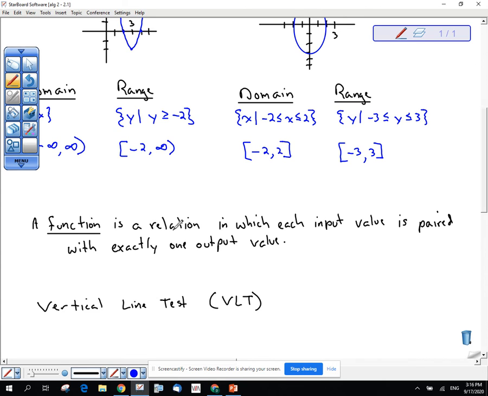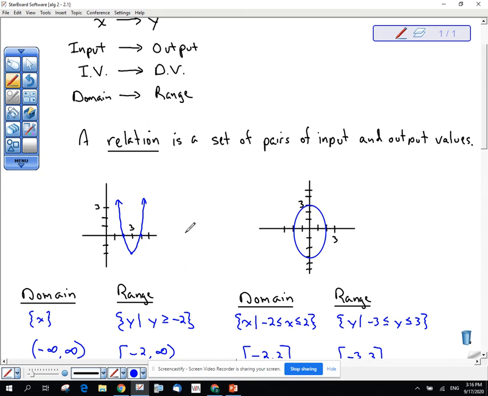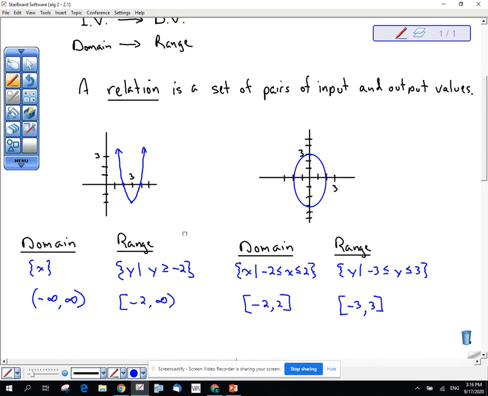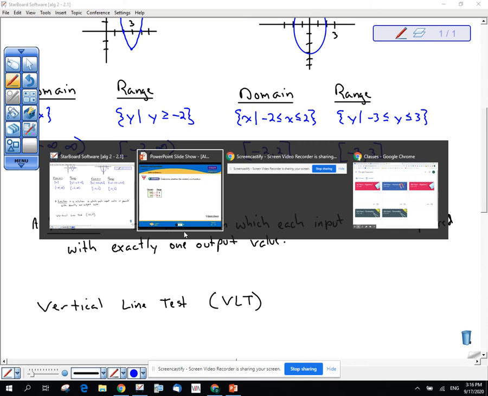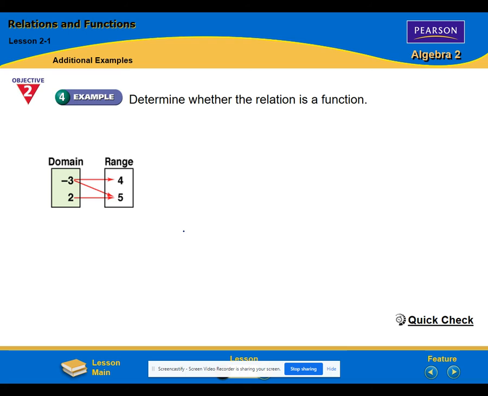Notice that it used the word relation. We defined relation up here. A relation is a set of pairs of input and output values. A function is a particular kind of relation. Okay. So again, here's a mapping diagram. What this is saying is -3 maps to 4, -3 maps to 5, and 2 maps to 5.